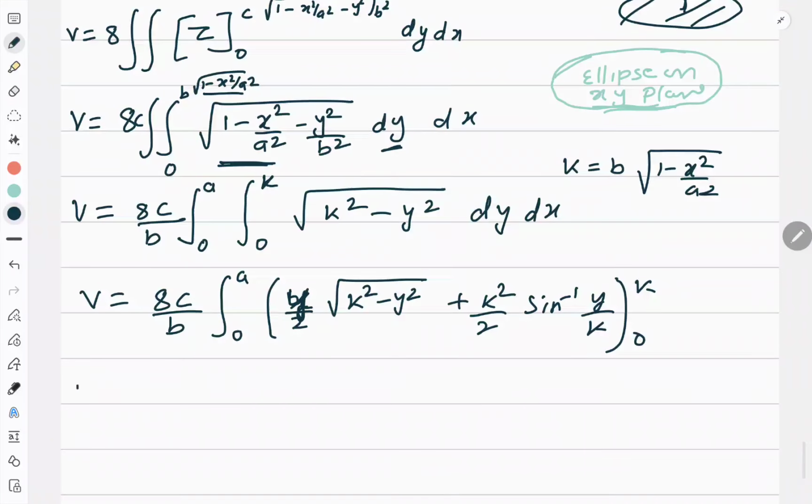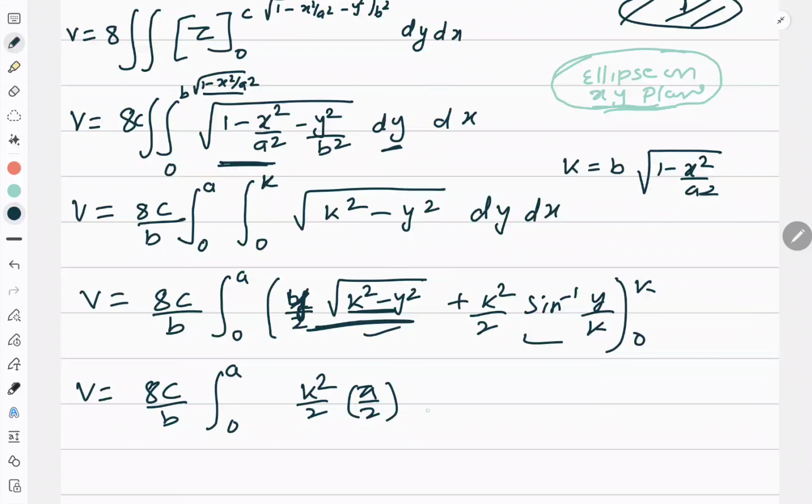So let me put the limit. V is equal to 8c/b, 0 to a. Now I am putting the limit. When I put k, the first term will become 0 because of this. When I am putting k here, I'll get k²/2 sin⁻¹(1). Sin⁻¹(1) is what? Sin⁻¹(1) is π/2. Minus, it will become 0, this will also become 0. So I am left with only this, with dx.